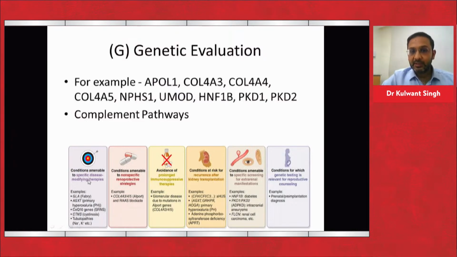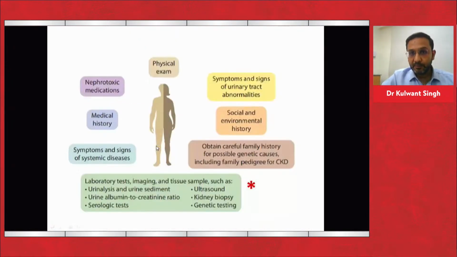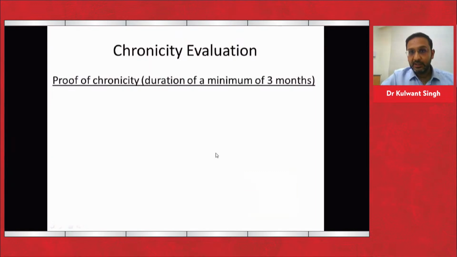In conditions where there are specific disease modifying therapies available, like in Fabry's, cystinosis, or some tubulopathies, in such cases genetic evaluation aids our treatment modalities. So in a nutshell, apart from physical examination, proper history taking, GFR assessment, and urine analysis, we sometimes need ultrasound, kidney biopsy, and genetic testing to make the diagnosis of our patient.